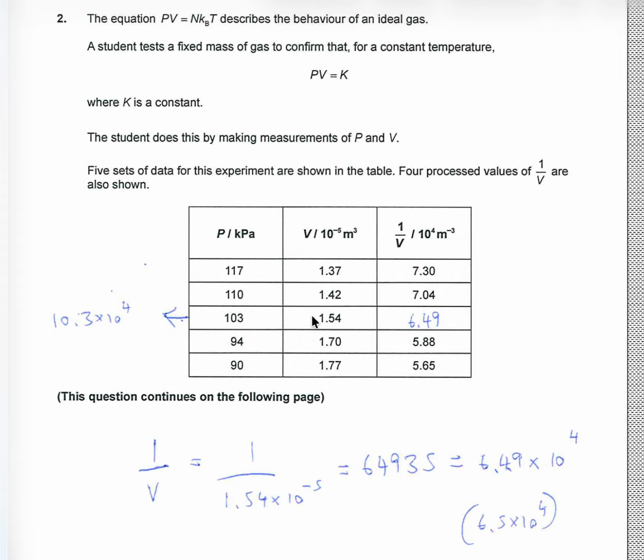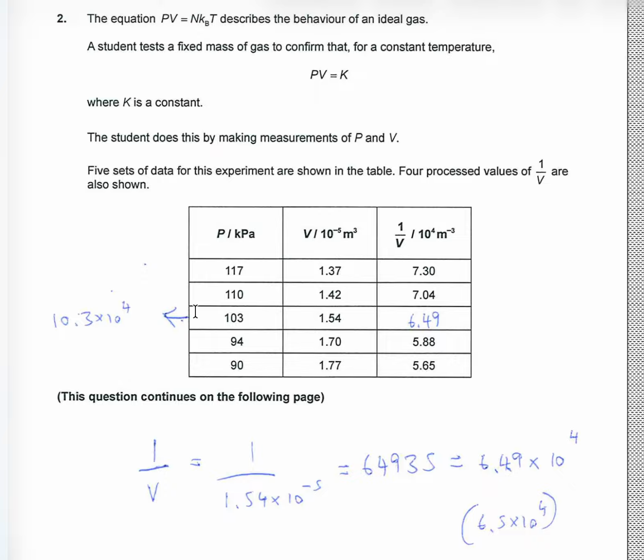Now, the way we do this is we want to calculate 1 over V in terms of 10 to the 4. So what I'm going to do is firstly take my V value, 1.54 times 10 to the minus 5. I'm going to do 1 over that V value, and I'm going to get 64935. That comes out as 6.49 times 10 to the 4, and so I'm going to put that 6.49 in there. Okay, notice all these values are to 3 significant figures. Yours should be as well. Even if you got 64935, change it to 3 significant figures. That will help you with the next part.